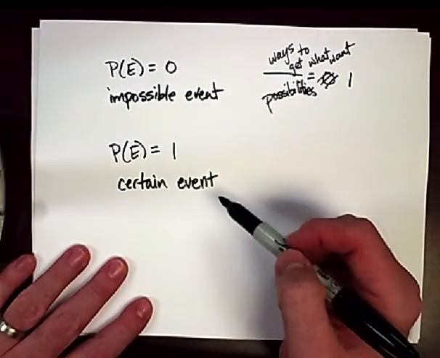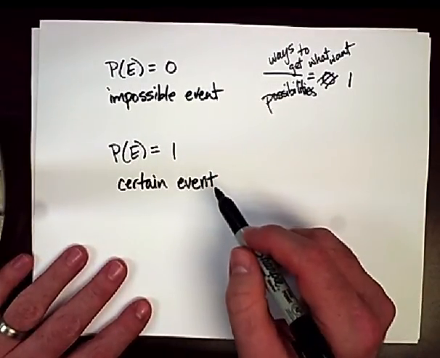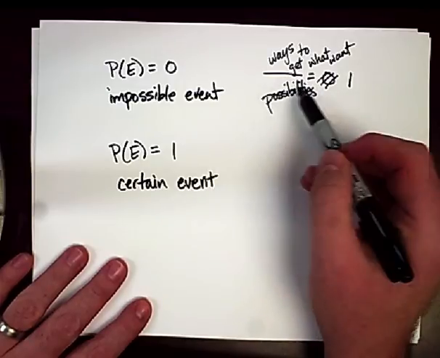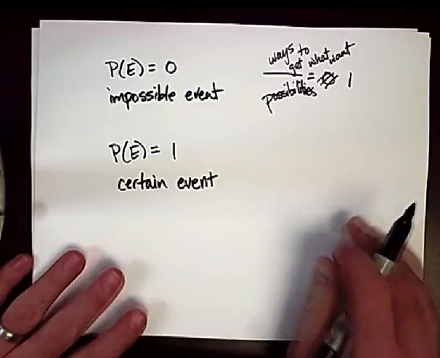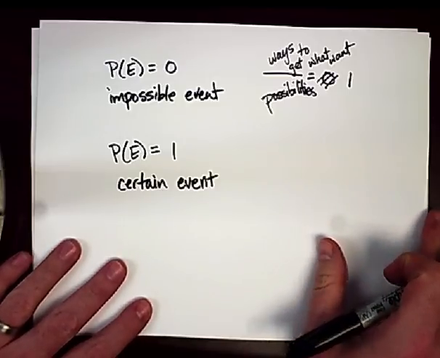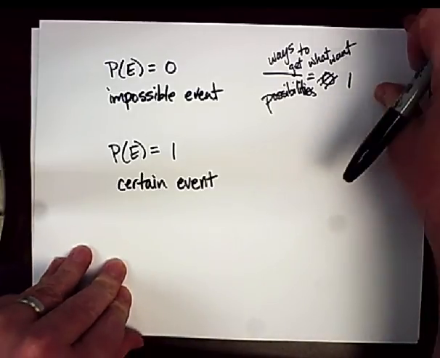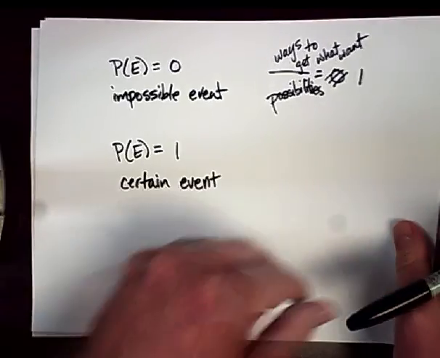And then you can have anything between 0 and 1, where not all of the possibilities are what you want, so it's some fraction of it. And so it's usually given as a fraction or as a decimal or a percent. So let me just do some examples.